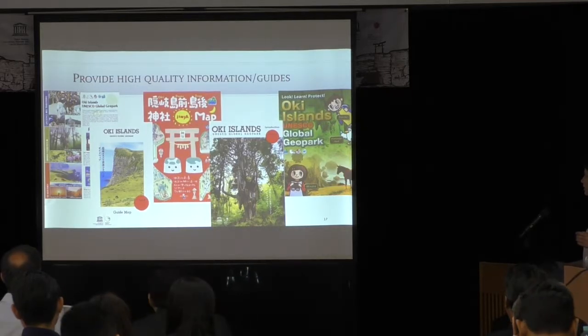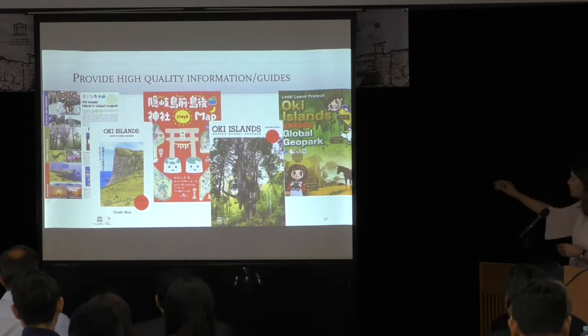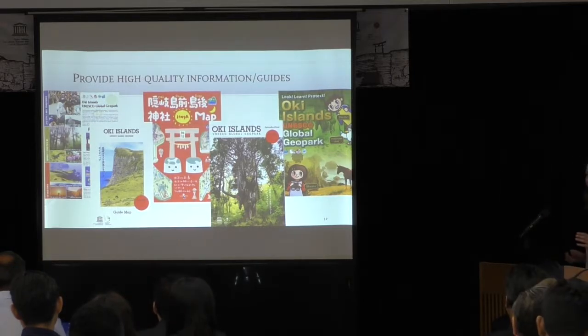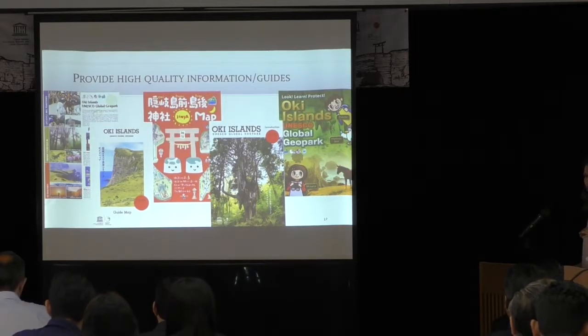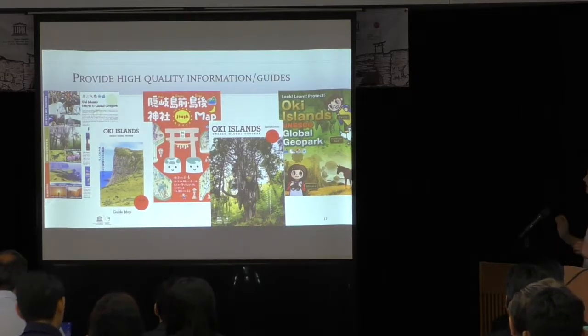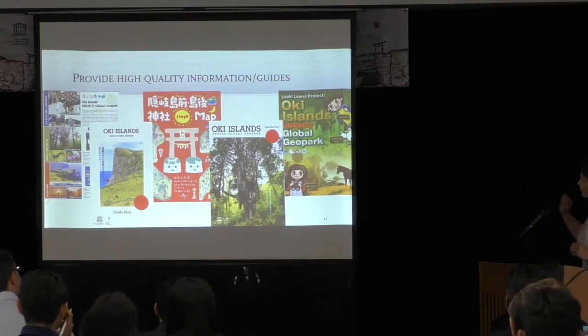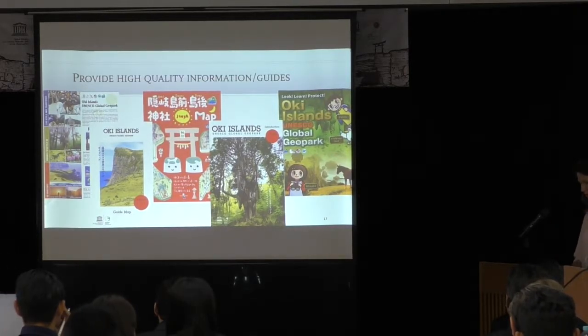And the one on the right, I think you will see it as well. This is a manga, a comic book for children that introduces the geopark topics in an easy to understand and hopefully fun way. And the one in the middle, the orange one, is the new pamphlet we have created about the shrines, because as I have mentioned before, there are so many shrines and they are very important local culture. So recently we also published a new map about the shrines only.